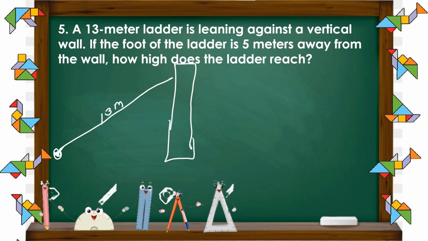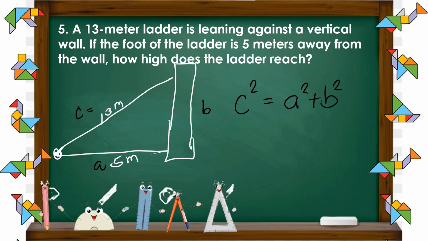If the foot of the ladder is 5 meters away from the wall, so this is 5 meters away from the wall, how high does the ladder reach? So we can use again your Pythagorean theorem, assuming that this is the value of your C. This is the value of your A, so the unknown is the value of B. So the formula will be again C squared is equal to A squared plus B squared. We're just going to use the same formula and put all the given to answer question number 5. So I hope you understand that one.